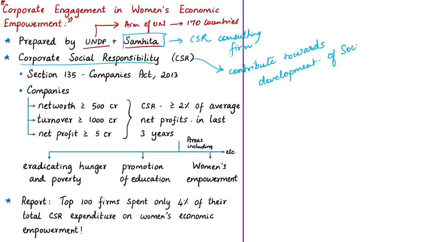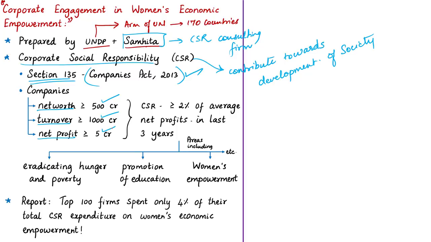Now, this CSR is mentioned in Section 135 of the Companies Act of 2013. The CSR provisions are applicable to every company that has a net worth of ₹500 crore or more, or a turnover of ₹1,000 crore or more, or a net profit of ₹5 crore or more during any financial year.